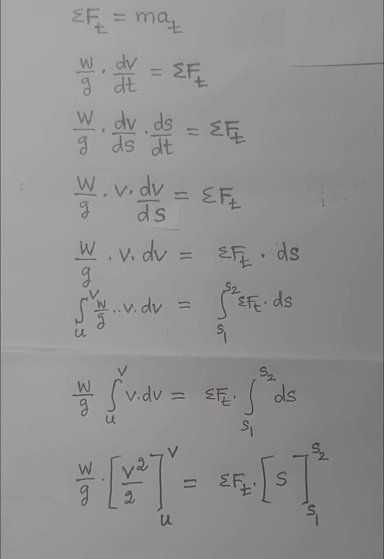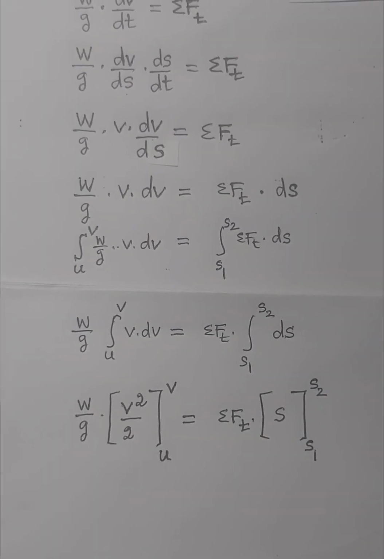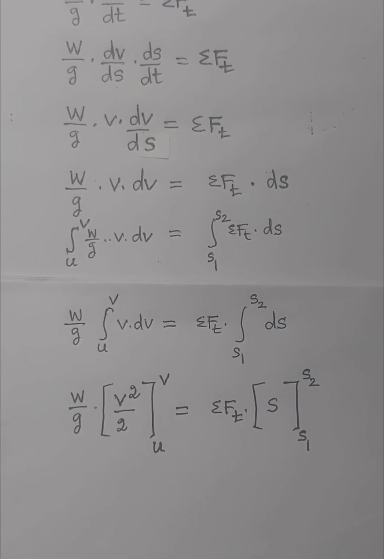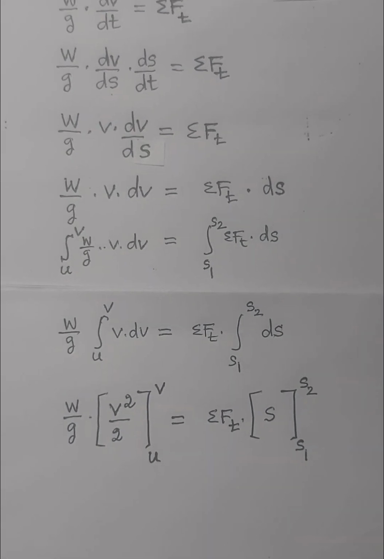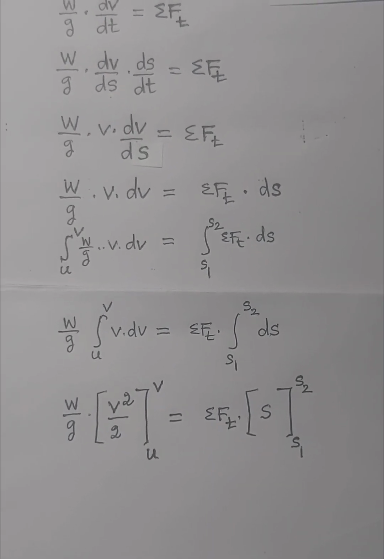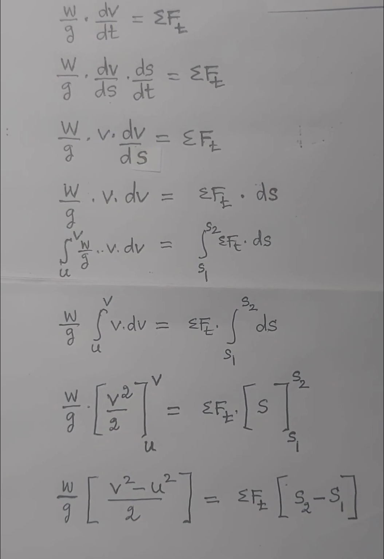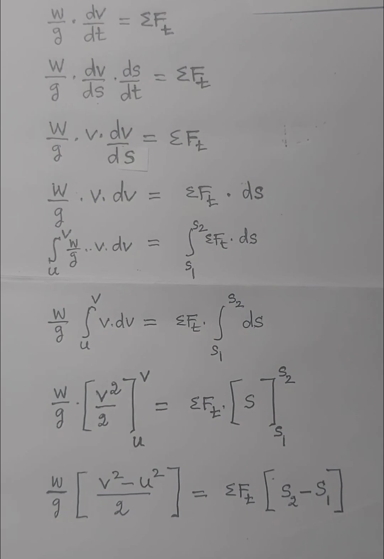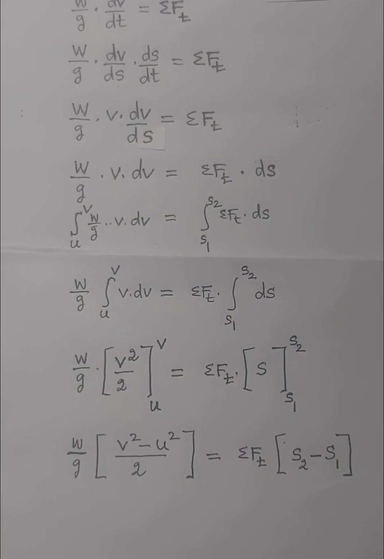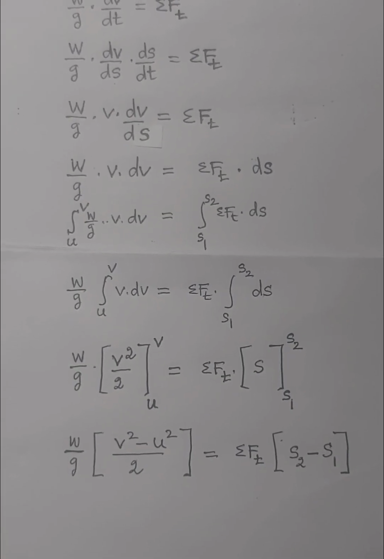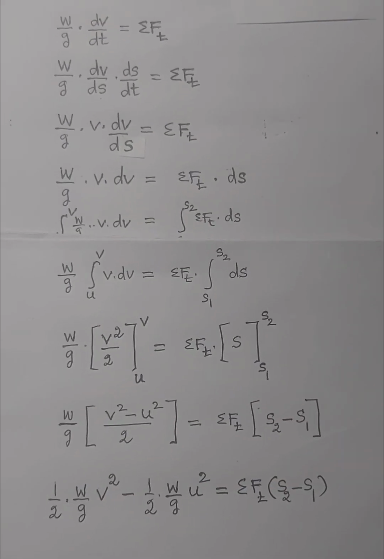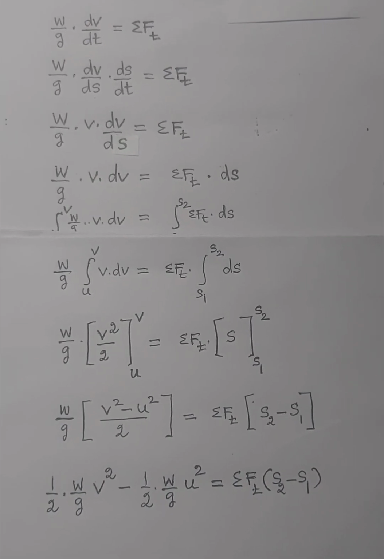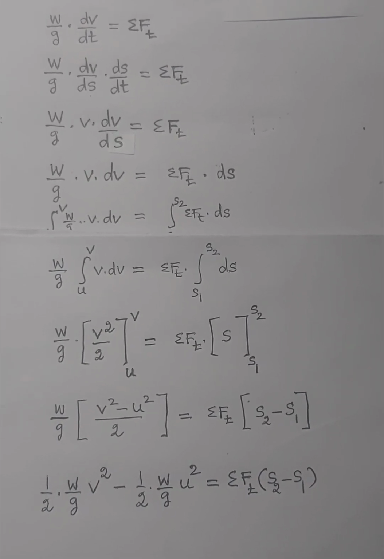W by g into v square by 2, with integration limits varying from u to v, equals summation Ft into s, with integration limits varying from s1 to s2. When you apply these integration limits, we get W by g into (v square minus u square) by 2 equal to summation Ft into (s2 minus s1). Finally, we can write it as half of W by g v square minus half of W by g u square equal to summation Ft into (s2 minus s1).